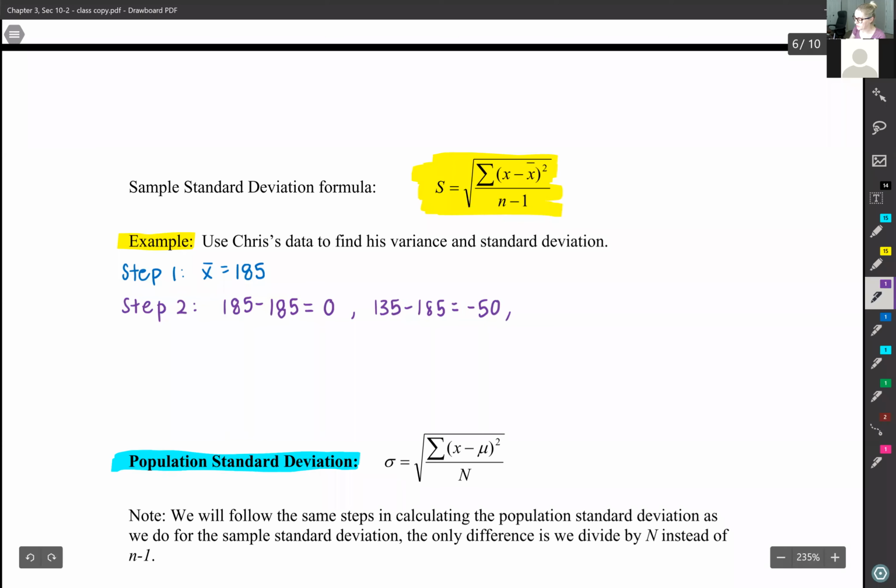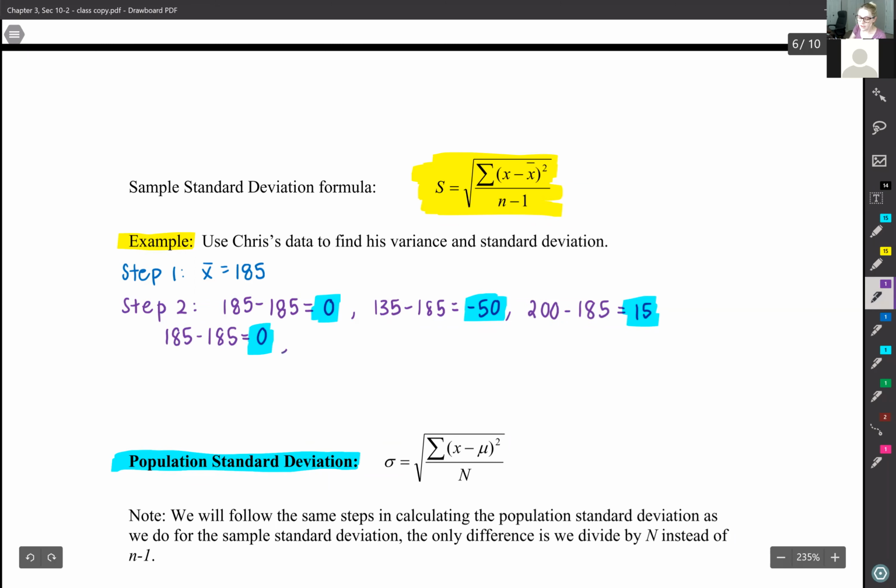Next, his score is 200. So I'm going to subtract the mean from 200, and this is just 15. His next score was also 185, and to subtract the mean from that is again just 0. I'm actually going to just highlight these answers because they will be important.